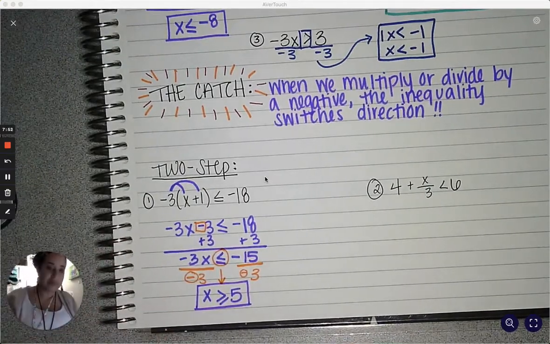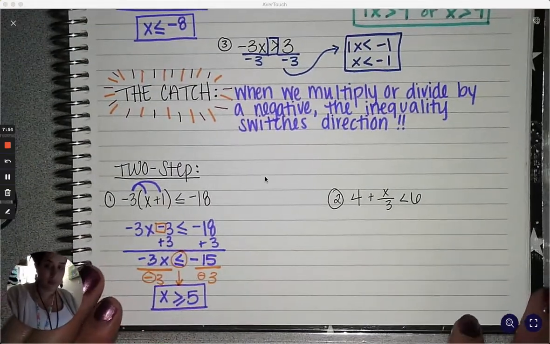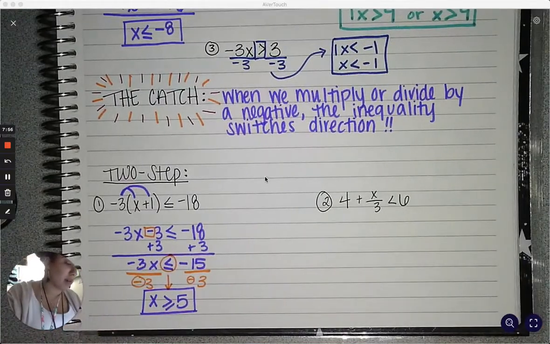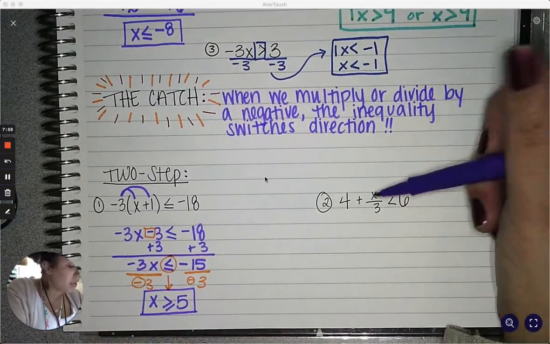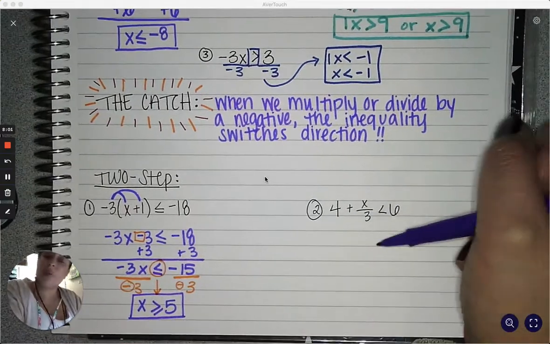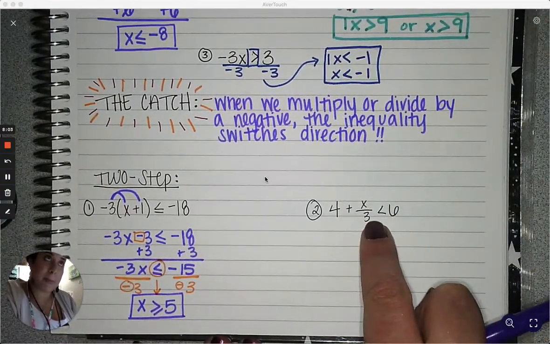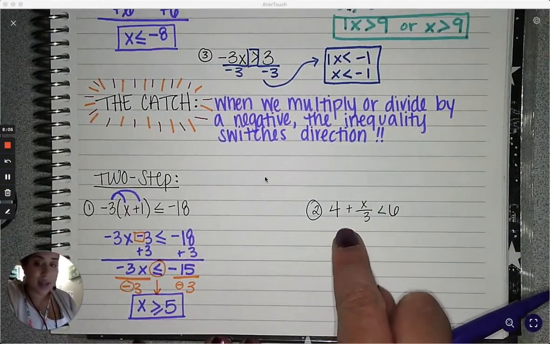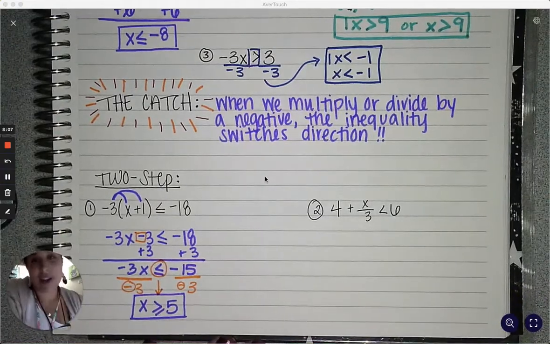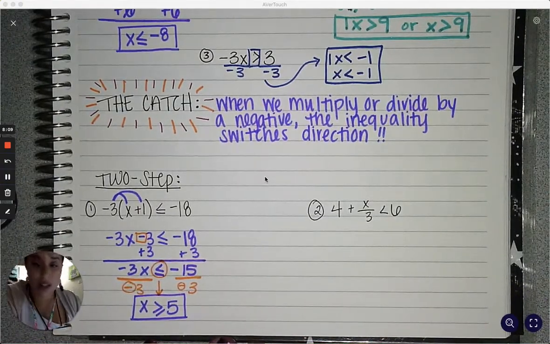Okay? And looking at problem number 2, a lot of people for some reason struggle when the problems are written this way. So I figured I'd work one out for you, even though it's an inequality, it's the same idea.